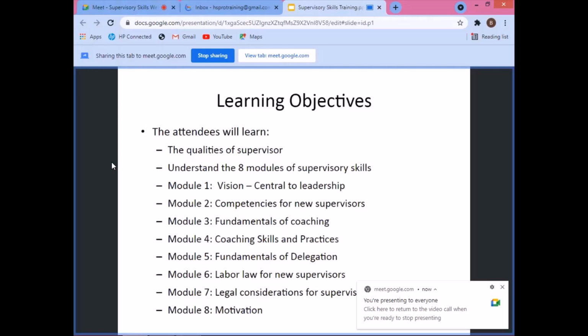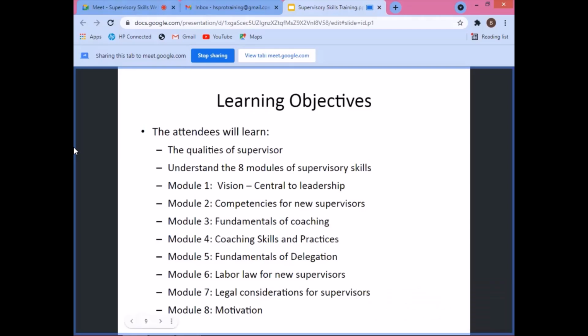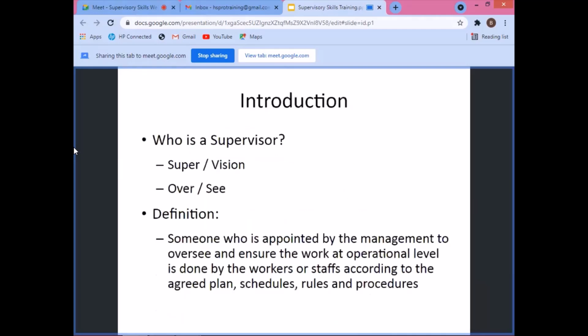Module 2, competencies for new supervisors. Module 3, fundamentals of coaching. Module 4, coaching skills and practices. Module 5, fundamentals of delegation. Module 6, labor law for new supervisors. Module 7, legal considerations for supervisors. And the last one is module 8, motivation. So this would be our webinar agenda for today. So take note of that. Okay, so moving on, go to the next one.